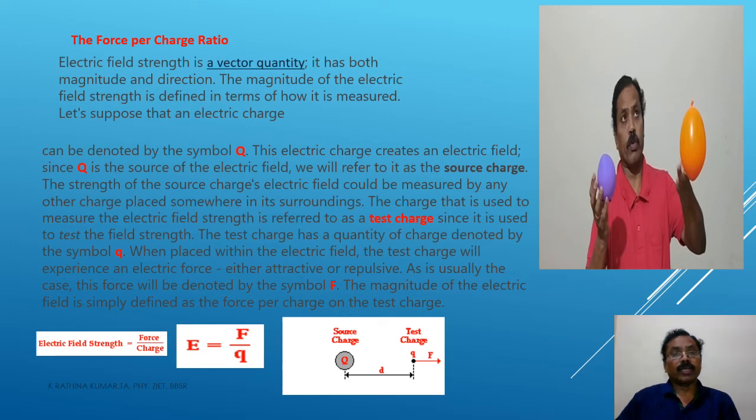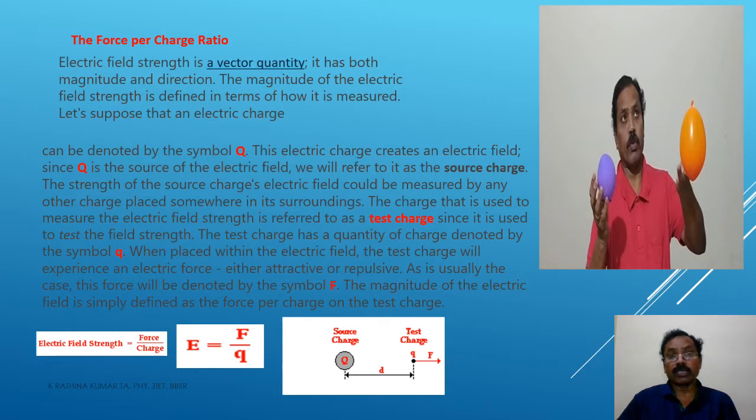Let us say about this the force per charge ratio. Electric field strength is a vector quantity. It has both magnitude and direction. You know that the magnitude of the electric field strength is defined in terms of how it is measured.